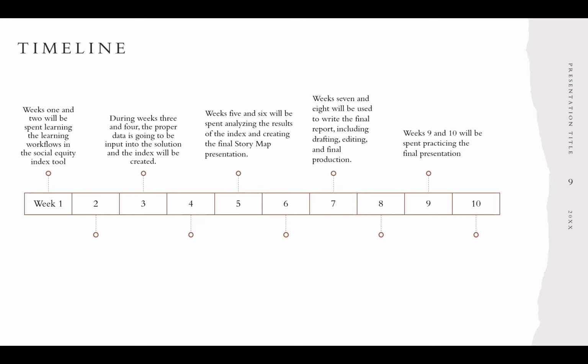And weeks 5 and 6 are going to be spent analyzing the results of the index and analysis and creating the final story map for the presentation. Weeks 7 and 8 will be used to write the final report, including drafting, editing, and final production. And weeks 9 and 10 will be spent practicing the final presentation to present at a conference. My advisor and I are working on identifying which conference I will be presenting at, and then practicing for weeks 9 and 10. So that is going to be my capstone project.